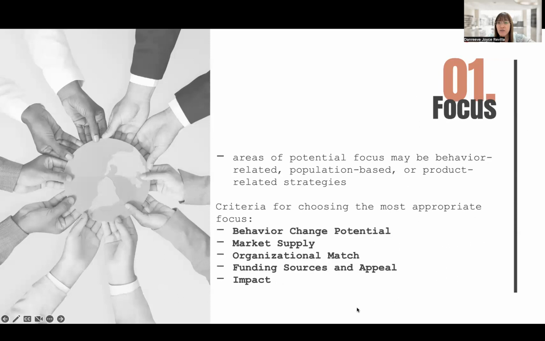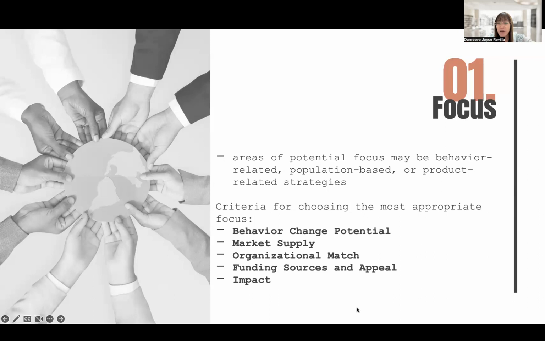So next is focus. Areas of potential focus may be behavior-related, population-based, or product-related strategies. But they are broad at this point, which will be narrowed further in the next steps of planning process. There is also a criteria for choosing the most appropriate focus. So first is behavior change potential. So is there a clear behavior that can be promoted to address the issue?